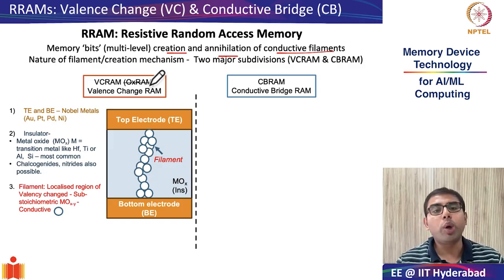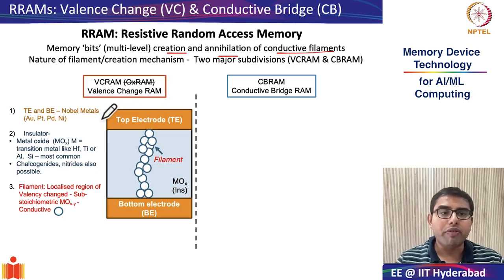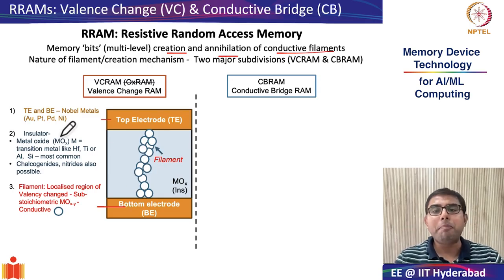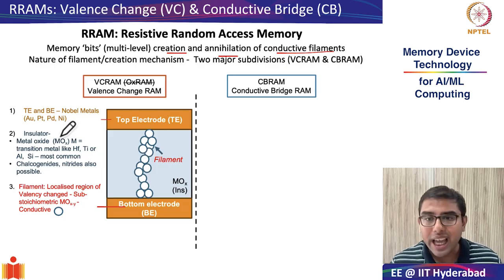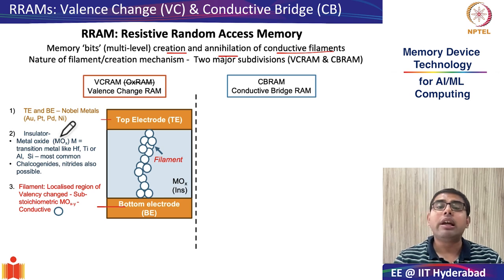So first let's look at the structure of your valence change RAM. The structure of your valence change RAM, just like your normal RRAM, consists of a top electrode and a bottom electrode, but there is some speciality in the top and bottom electrodes. Both consist of so-called noble metals. As you might have studied in your basic chemistry, noble metals are those which do not ionize or oxidize very easily. In terms of electronic band structure, it is something which has very high work function.